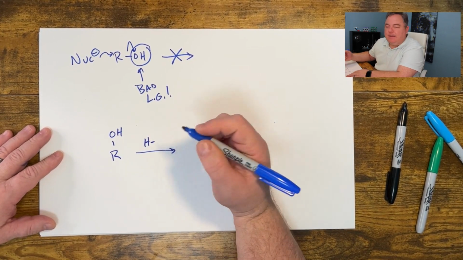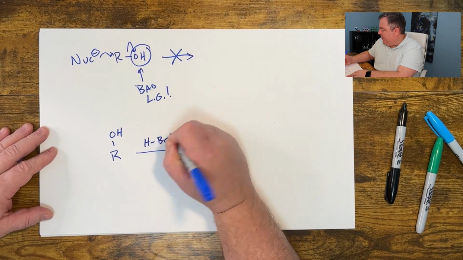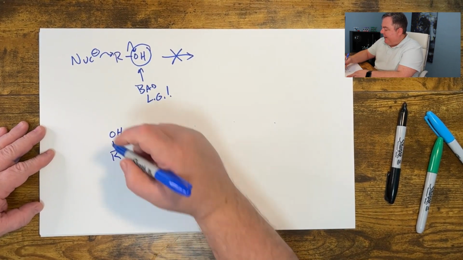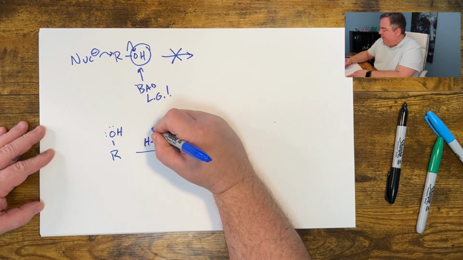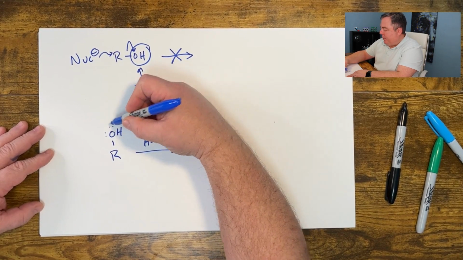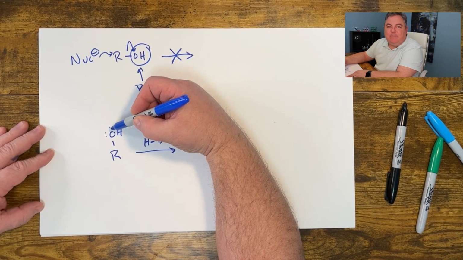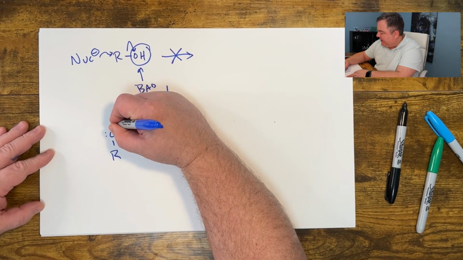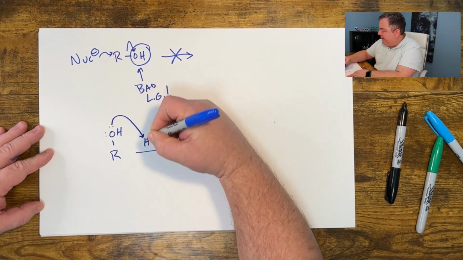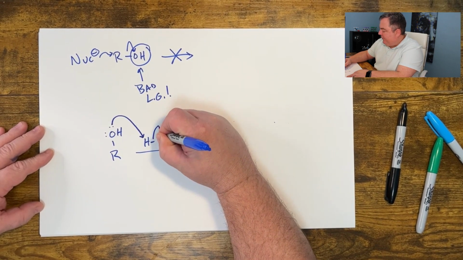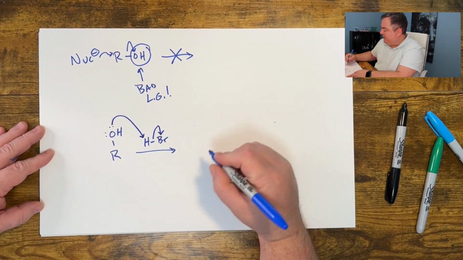react it with an acid like HBr. So if there's an acid in there, a source of H+, where's the most negative spot on this molecule? Of course, it's these juicy negative electrons. So they would attack the H+. Look at this good leaving group on there, this bromide which could leave.